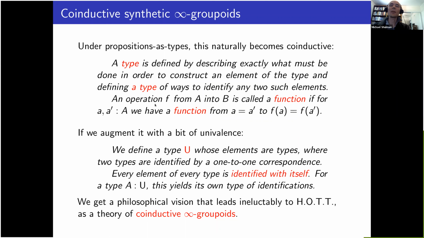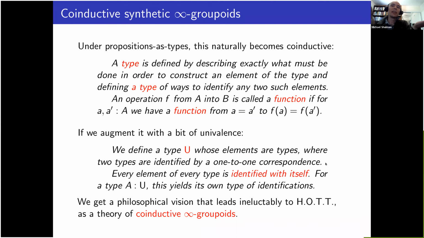And similarly, we say an operation is a function if for any two elements of its domain, we have a function from identities in A to identities in B. Again, co-inductively. And this is defining the identity types together with their identity types and defining terms together with their applications. And if we just augment this with a little bit of univalence, we say we have a type U whose elements are types and in which two types are identified by a one-to-one correspondence. That's the only input we have to do.